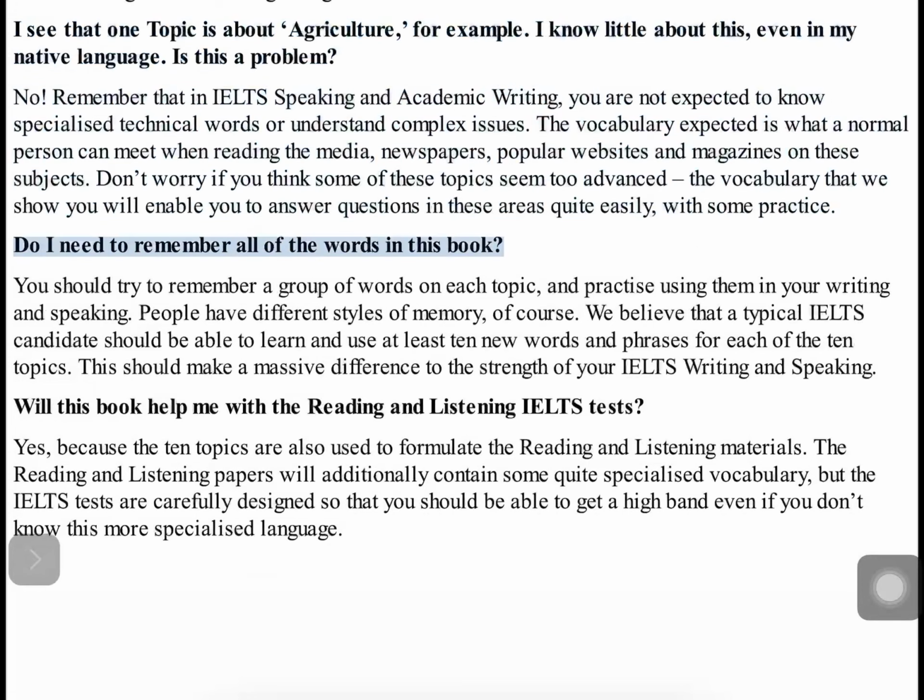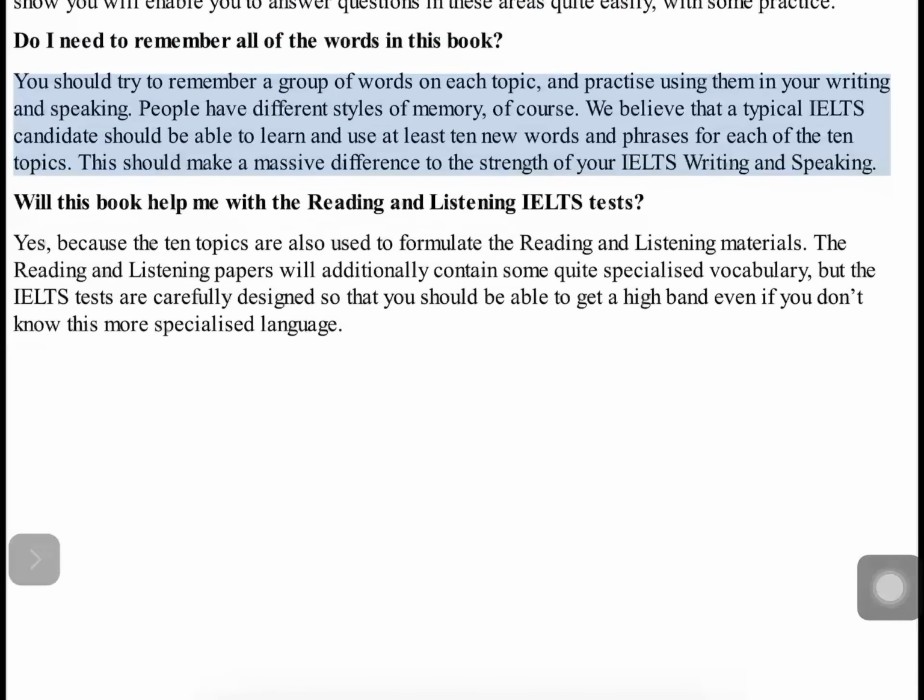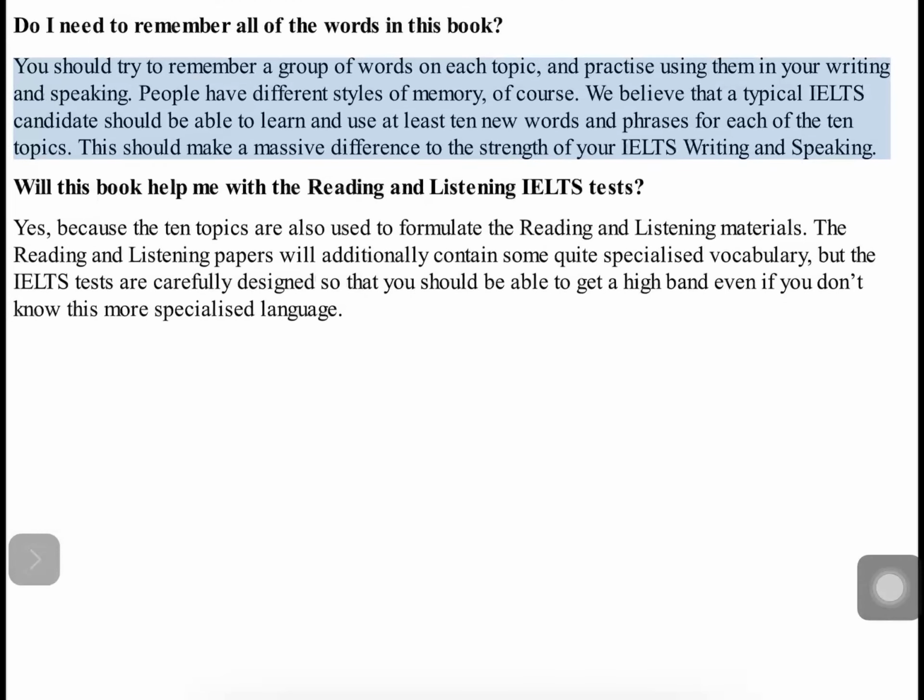Do I need to remember all of the words in this book? You should try to remember a group of words on each topic, and practice using them in your writing and speaking. People have different styles of memory, of course. We believe that a typical IELTS candidate should be able to learn and use at least 10 new words and phrases for each of the 10 topics. This should make a massive difference to the strength of your IELTS writing and speaking.